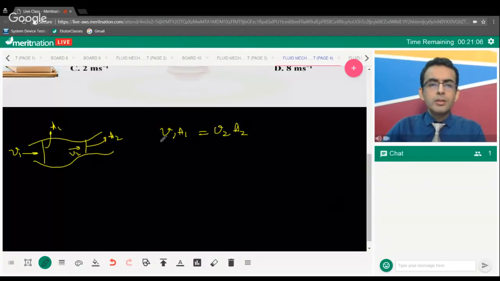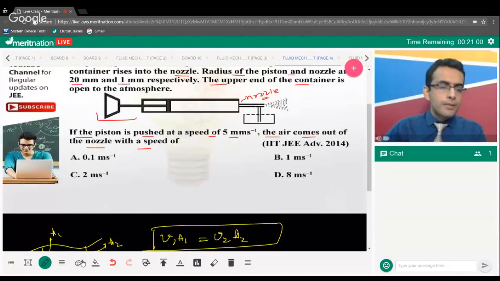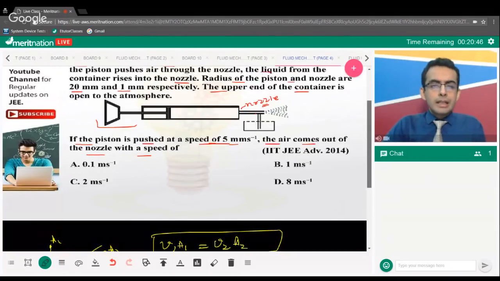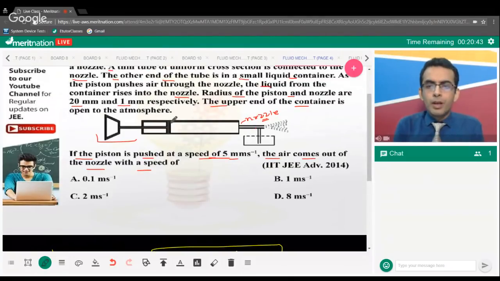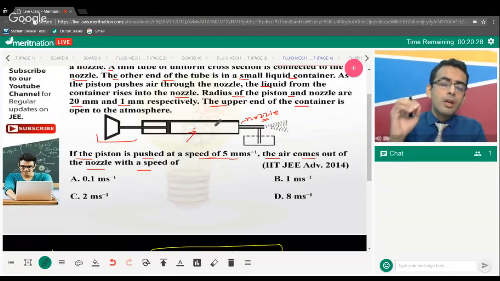So in this given question, we have to find the velocity of the air at the nozzle. The piston is pushed with a speed of 5 millimeter per second. Now what is there inside the tube? Inside the tube there is air. I'm repeating the same thing again: inside this tube that I'm pointing at, there's air.